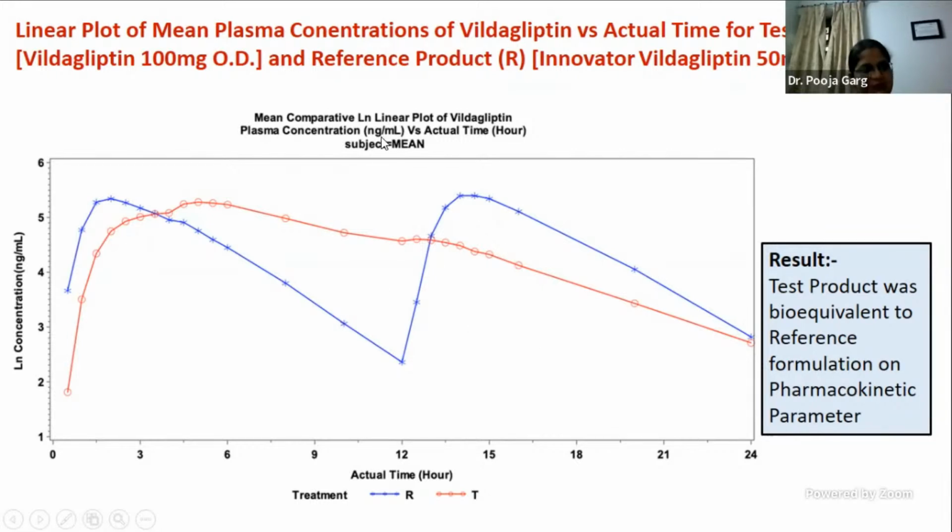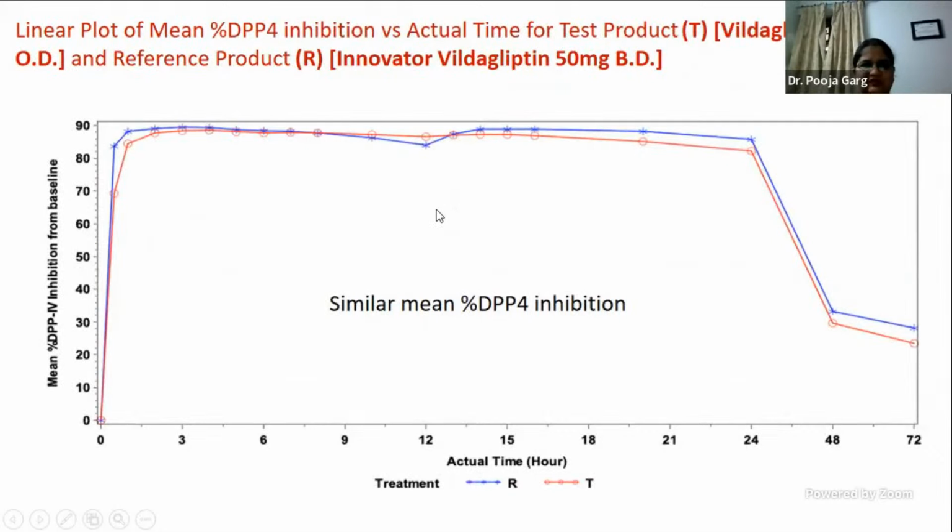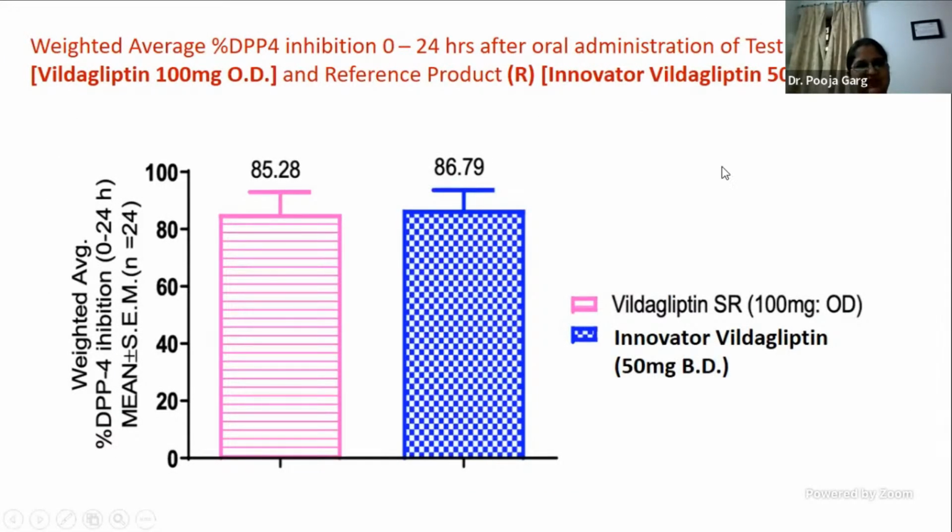So mean comparative plasma concentration were almost similar and bioequivalent based on these pharmacokinetic parameters. So efficacy wise, our molecule Vildamac OD100 is at par with the reference molecule or innovator brand of Vildagliptin 50 mg twice daily. If we talk of linear plot of mean DPP4 inhibition versus the reference product, we can see the mean DPP4 inhibition is almost similar, the similar mean percentage of DPP4 inhibition with Vildamac OD100 versus the innovator brand Vildagliptin 50 mg twice daily. So if we are talking of efficacy, we are seeing in all these graphs, efficacy wise Vildamac 100 OD is at par with reference product.